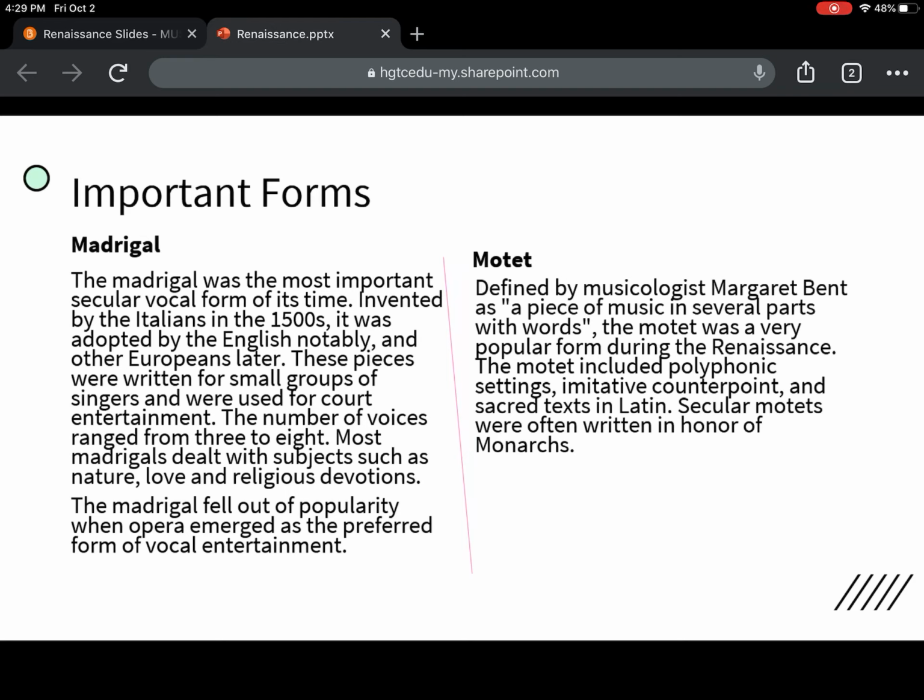Important forms, we have the madrigal and the motet. The madrigal was the most important secular vocal form of its time, invented by the Italians in the 1500s. It was adopted by the French, notably, and other Europeans later. These pieces were written for small groups of singers and were used for court entertainment. The number of voices ranged from 3 to 8. Most madrigals dealt with subjects such as nature and love and religious devotion. The madrigal fell out of popularity when opera emerged as the preferred form of vocal entertainment.